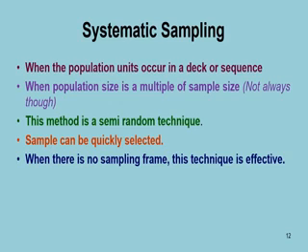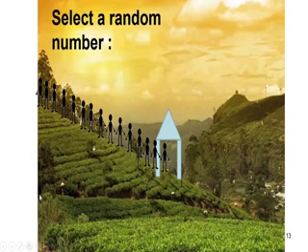With this sampling technique, we can reach the sample from the population very quickly, and it is gainfully used when there is no sampling frame. The earlier sampling techniques that we studied required the sampling frame to be available, but this one you can apply even if the sampling frame is not available. Let us look into this with the help of an example.